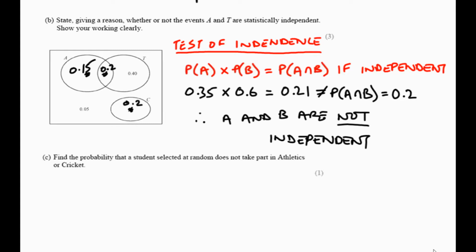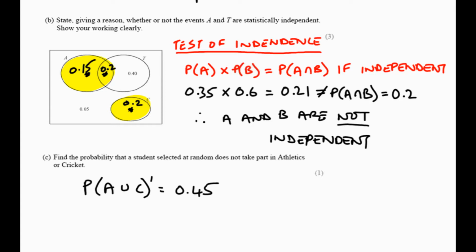So, if they do not take part in athletics or cricket, I'm looking for everyone outside the athletics circle, everyone outside the cricket circle, and I can see from that the probability that they're not part of athletics or cricket is just these ones on the outside that we can see, and it's 0.45. So be careful to know exactly what regions of the Venn diagram the question wants you to use, which ones are useful for you, and how you're going to combine them together.